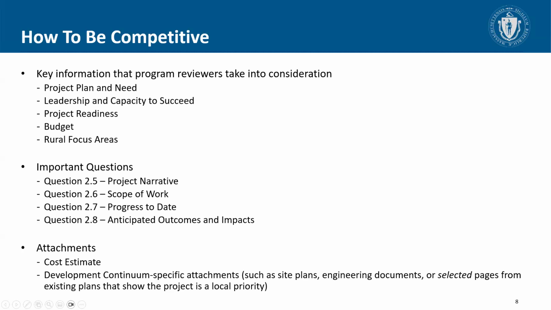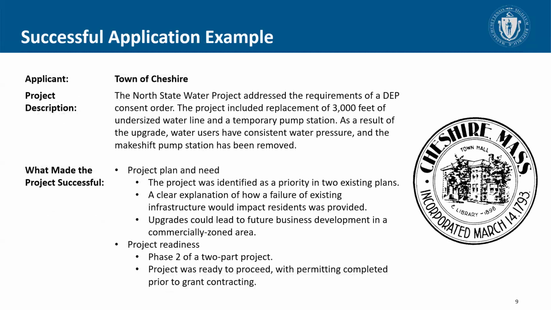And there are a few attachments that you'll want to keep in mind. You should be prepared to include a cost estimate, so a quote or an estimate to substantiate the requested grant amount, and then any development continuum specific requirements, which can be viewed in the sample application templates. Additionally, if you wish to provide evidence that the project is a priority, such as in a planning document, we ask you to include the relevant pages from your document rather than an entire plan. And we have a few examples of successful applications to share as well.